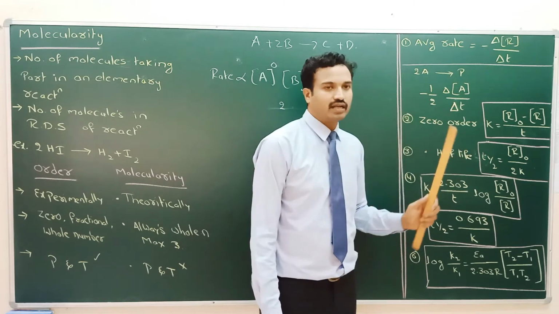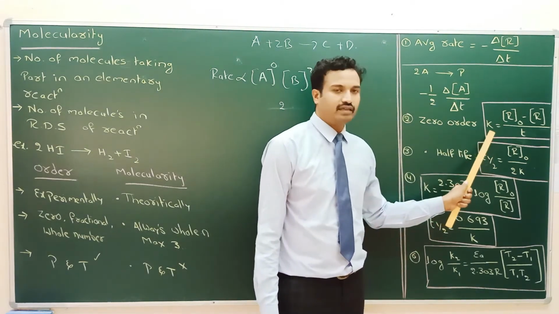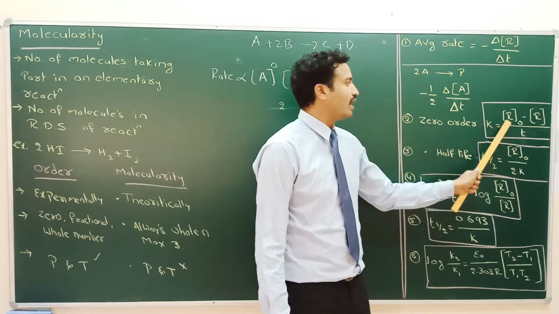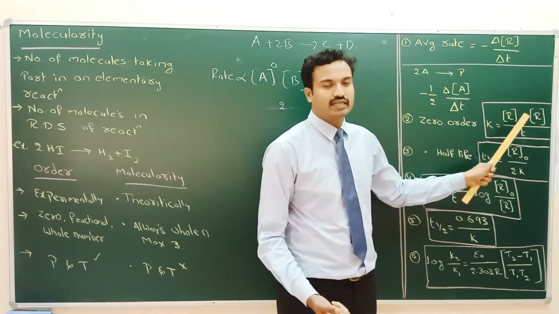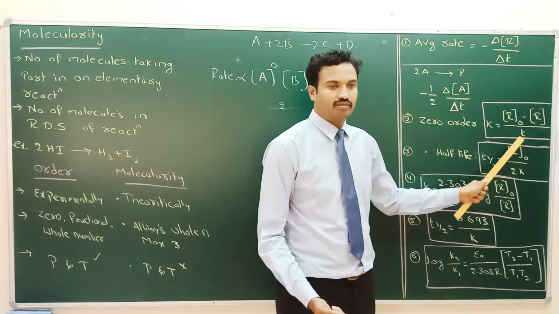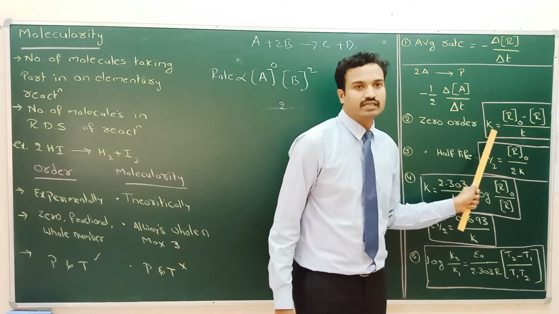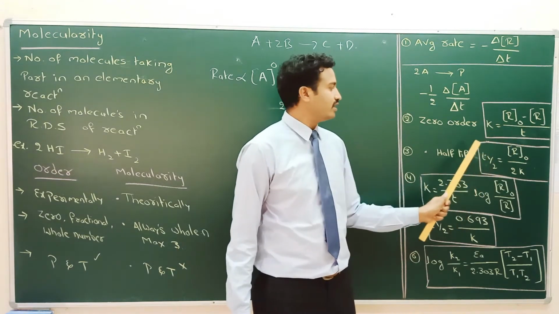Second one, zero order reaction, zero order rate constant equation. K is equal to R naught minus R by T. What is R naught? Initial concentration. What is R? Concentration at time T. So this is the rate constant, zero order rate constant. Already we discussed this one.